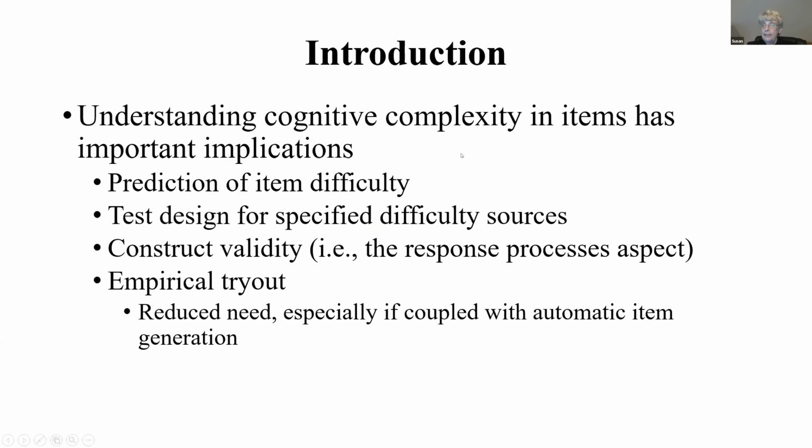Understanding cognitive complexity in items has some important implications for the prediction of item difficulty, to design the test to have specific difficulty sources, and to support construct validity, that is the response processes aspect. And in terms of empirical tryout, having the models may lead to a reduced need for empirical tryouts of items, particularly if coupled with automatic item generation.